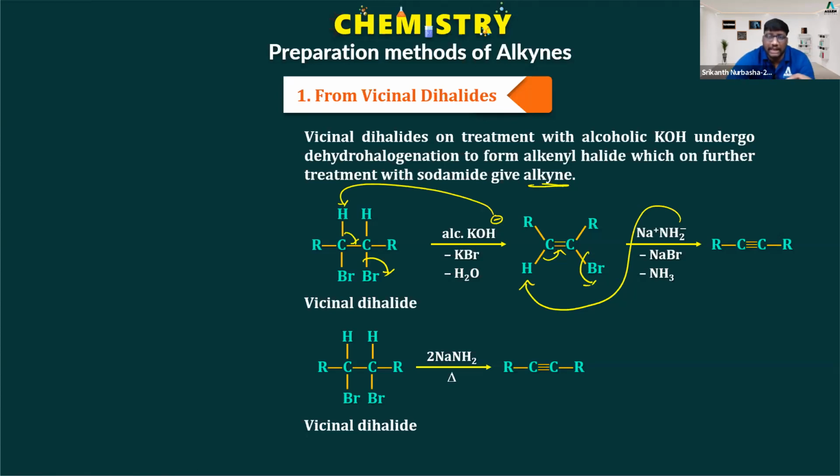To convert the alkenyl halide, you have to treat with NaNH2. But directly the vicinal dihalide, you can start the reaction with NaNH2 and get to the desired product, because NaNH2 is a strong base. Right?